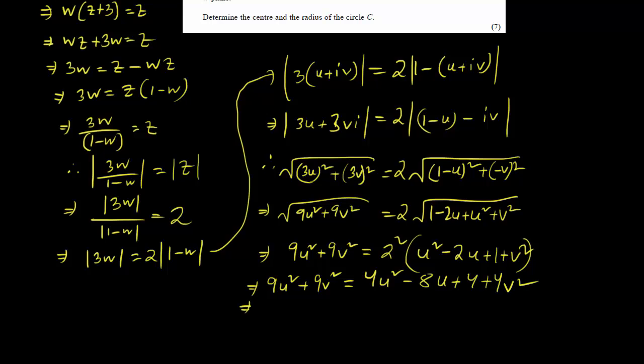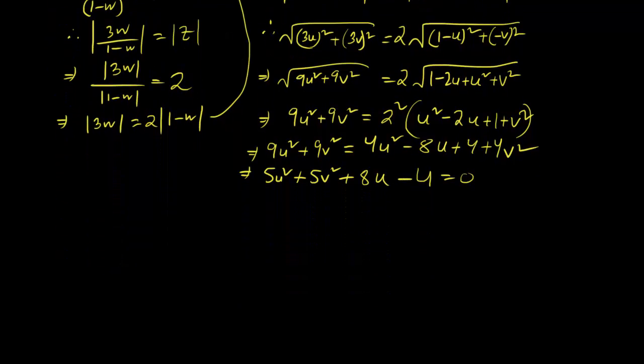If you bring all this to the other side, 9u squared minus 4u squared is going to be 5u squared, 9v squared minus 4v squared is going to be 5v squared, then this is going to be plus 8u, and this is going to be minus 4 equals 0. So if we divide both sides by 5, it's going to be u squared plus v squared plus 8 by 5 u minus 4 by 5 equals 0.